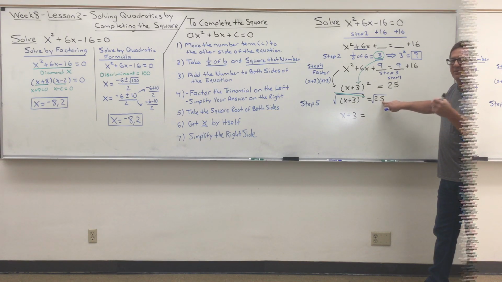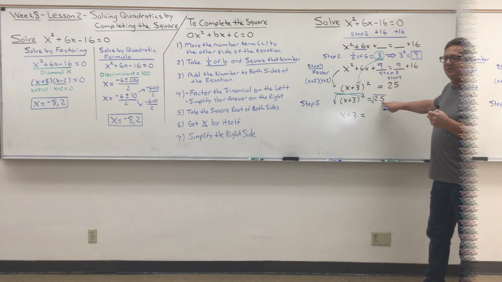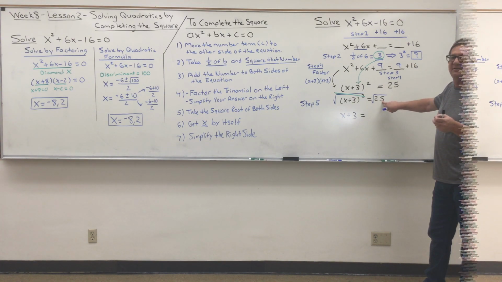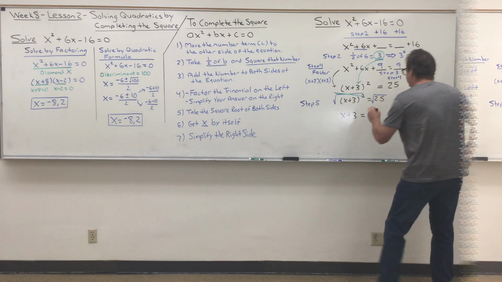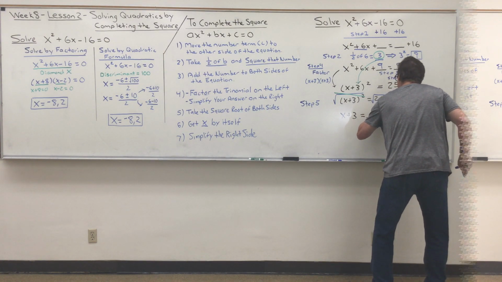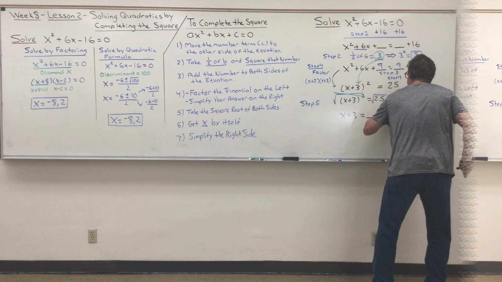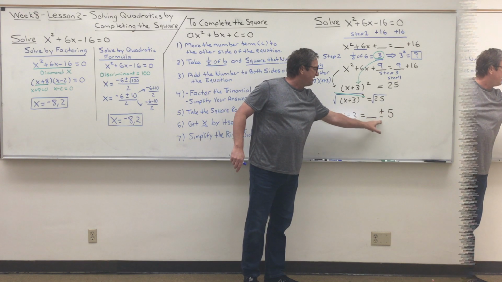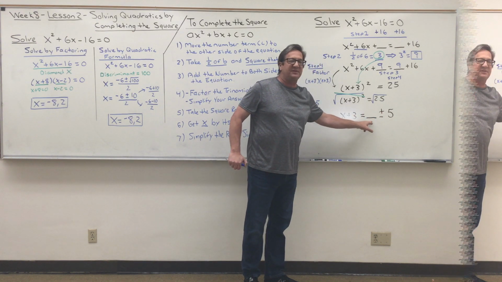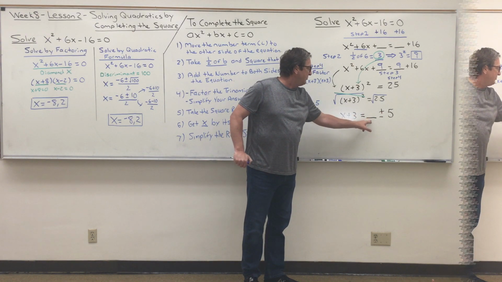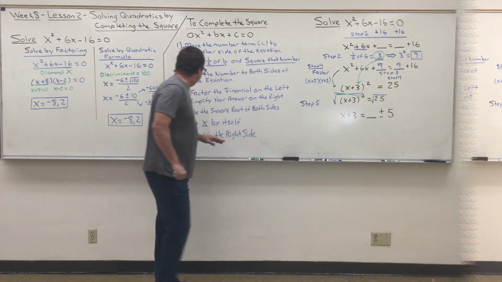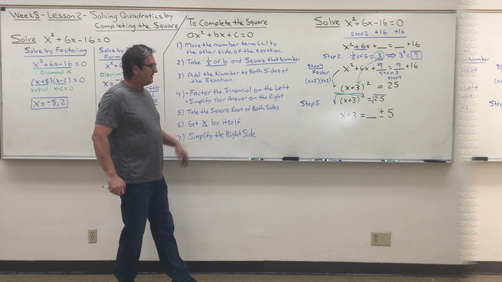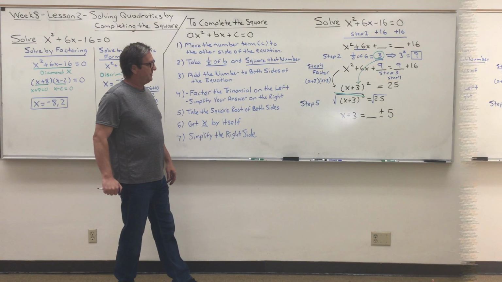But remember, we talked about this before. When we solve, our answer is just not 5. We want both versions. We want plus or minus 5. So watch how I'm going to write this. The square root of 25 is plus or minus 5, and notice I've left a space here again. The reason why I've left the space is because I know what we're about to do in step 6. We're about to get x by itself.